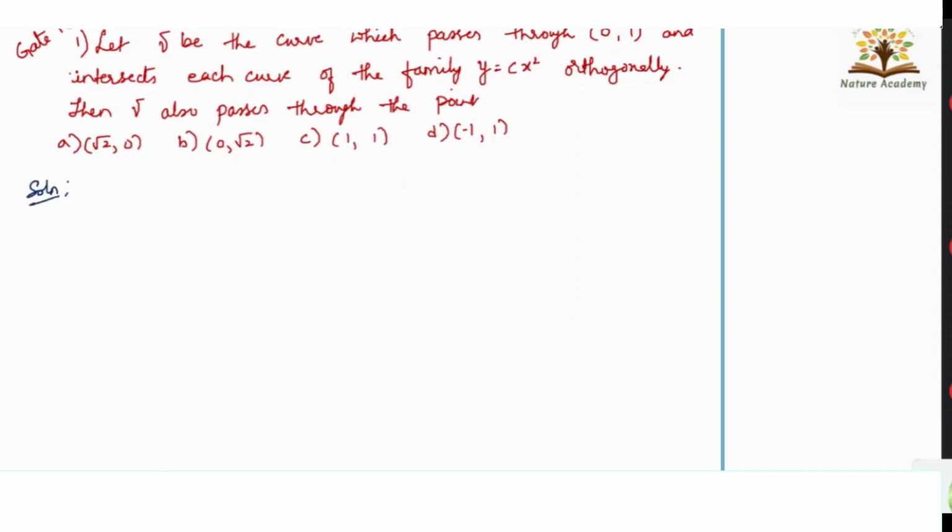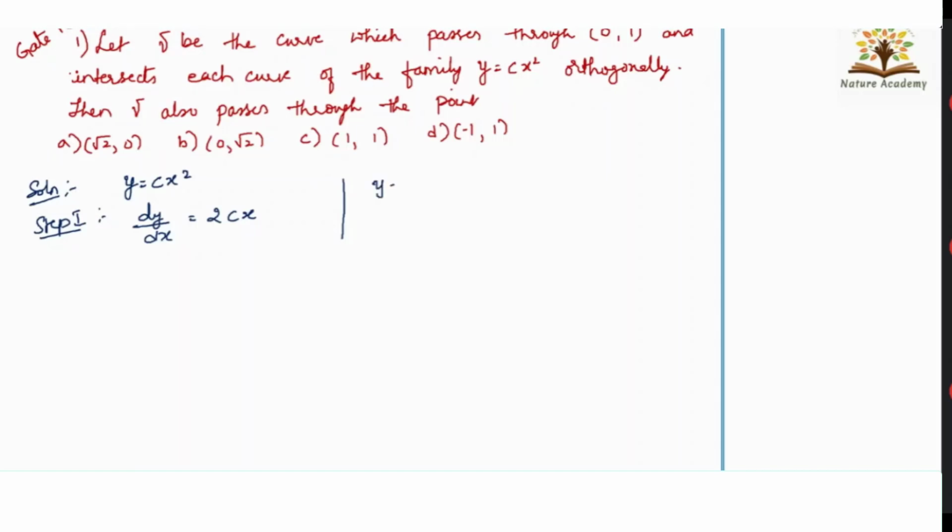So to find that, y equals cx square. Now just find the differential equation by differentiating both sides. Step 1 was to find the differential equation by differentiating both sides. So my dy by dx will be 2 times c into x. Now my motto is to remove c, because if I have c, I cannot move further. So to remove c, what do I have to do?